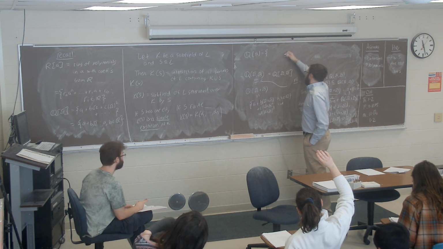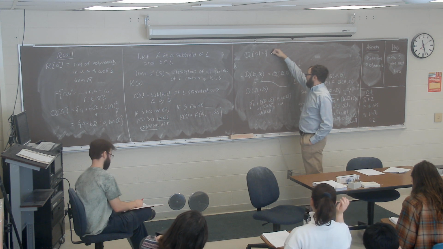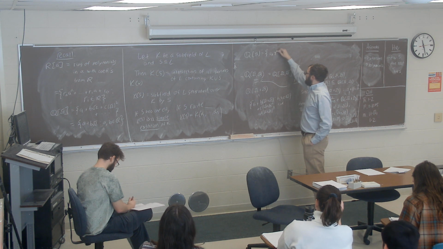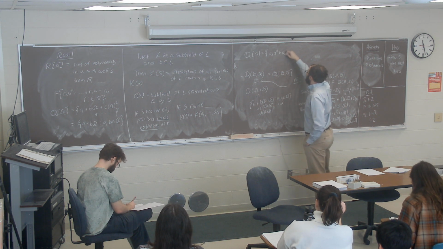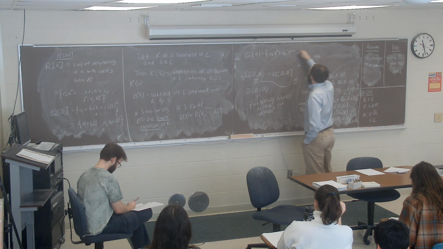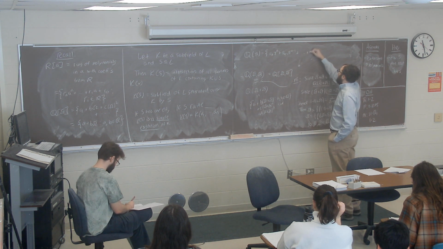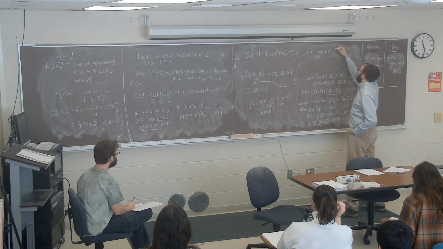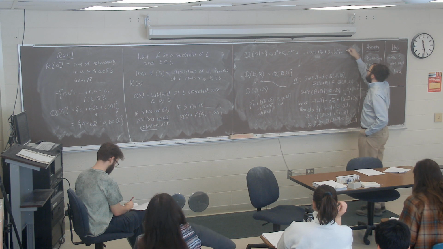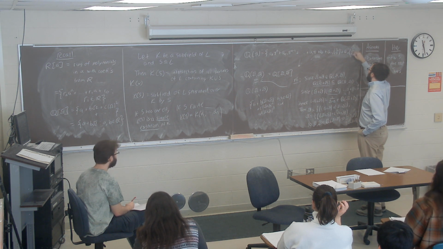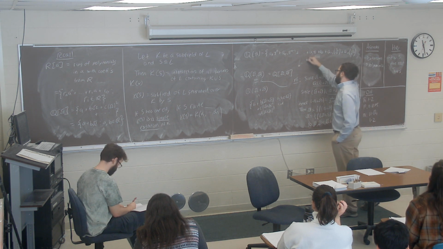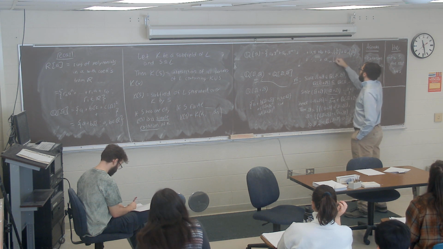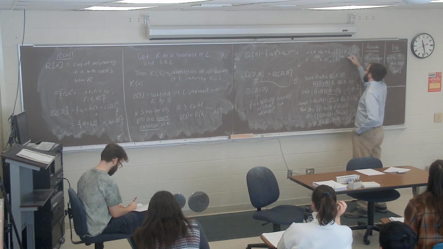You need the set of all elements of the form a sub n pi to the n plus a sub n minus 1 pi to the n minus 1 plus, and so on, plus a 1 pi plus a naught plus a sub negative 1 times 1 over pi plus a sub negative 2 times 1 over pi squared, and so on, plus a sub negative m times 1 over pi to the m.